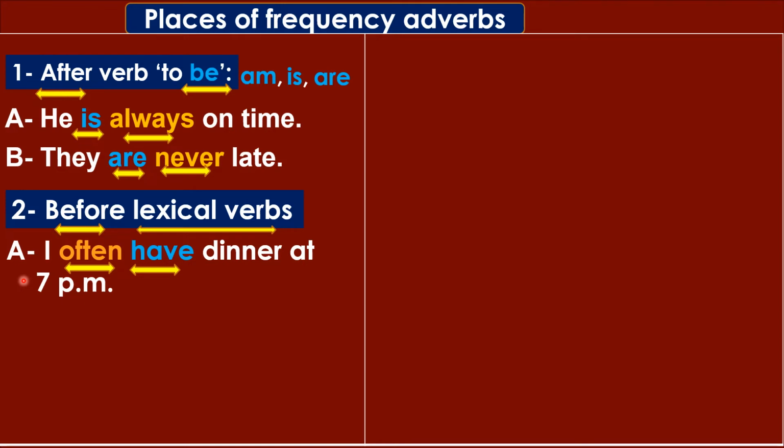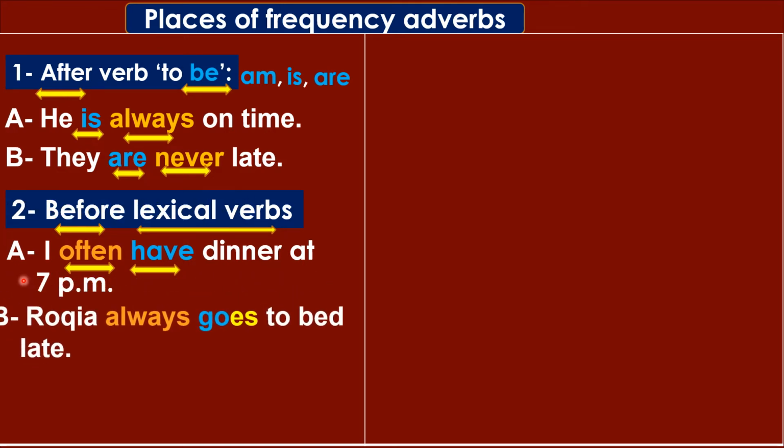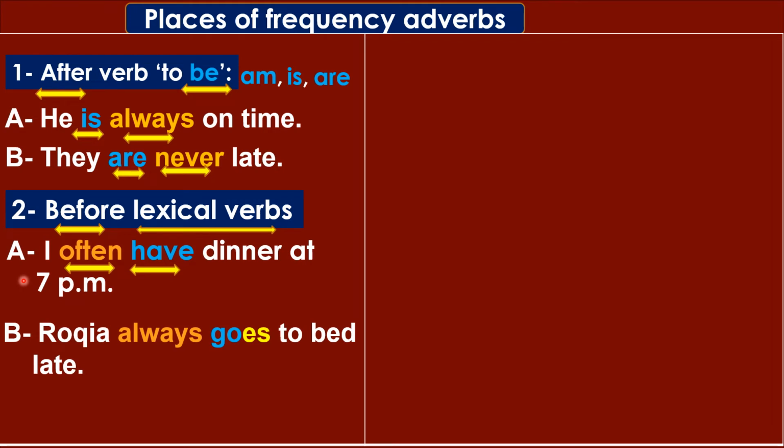Okay. Let's have a look at another example. Ruqayya always goes to school late. So always, the frequency adverb, comes before goes.